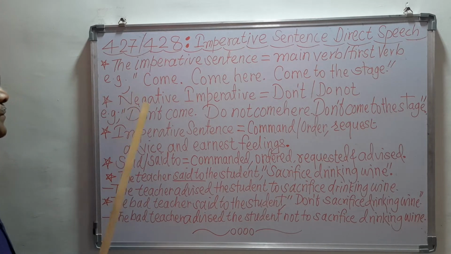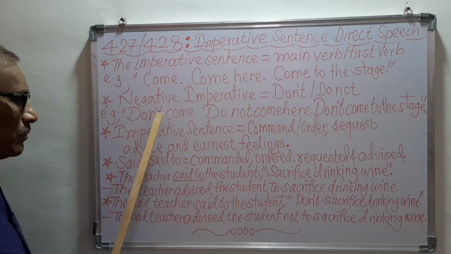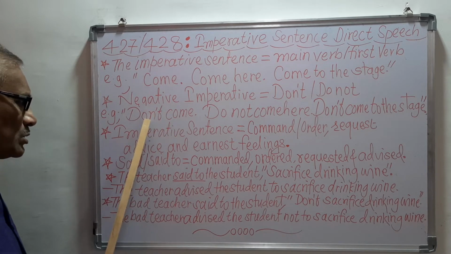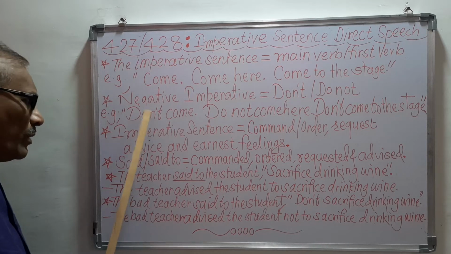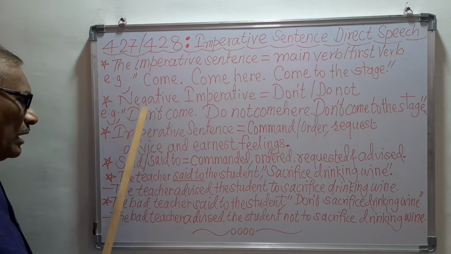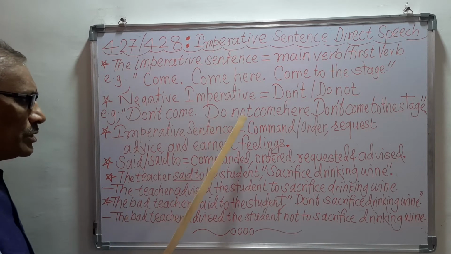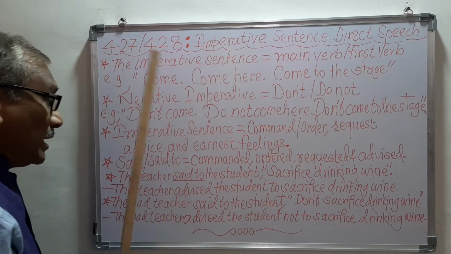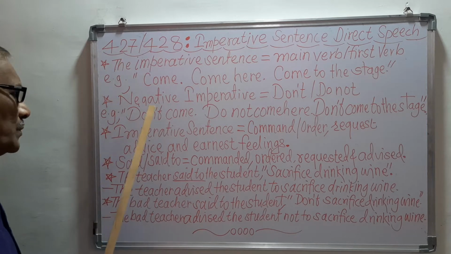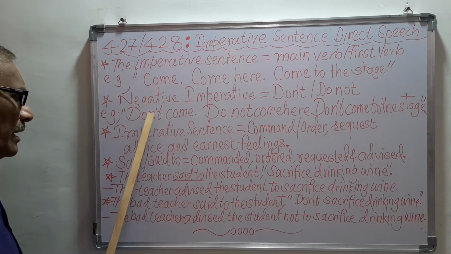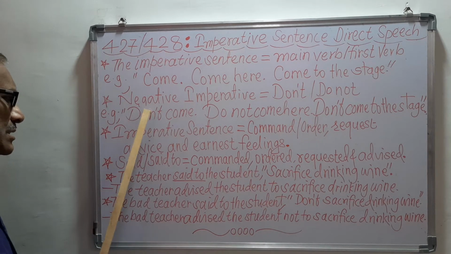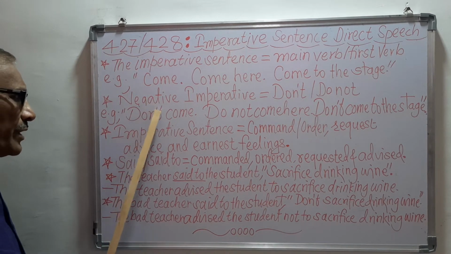So remember, these are the negative imperative sentences because these sentences have been started with the help of don't and do not. It means don't and do not are the helping verbs, and these helping verbs in the negative sense are used here, and that's why this sentence is called the negative imperative sentence.